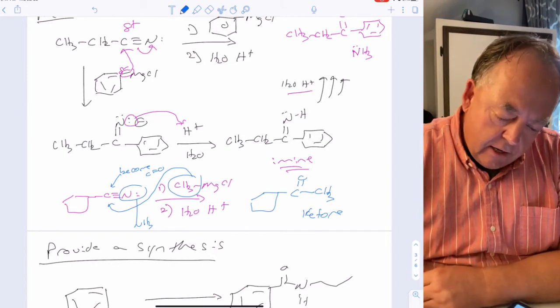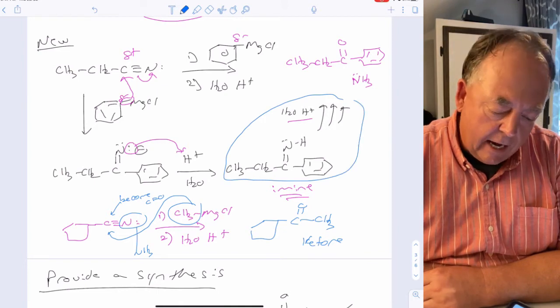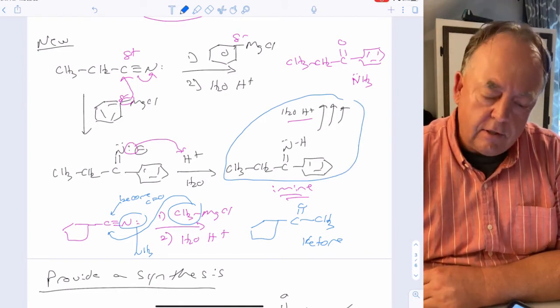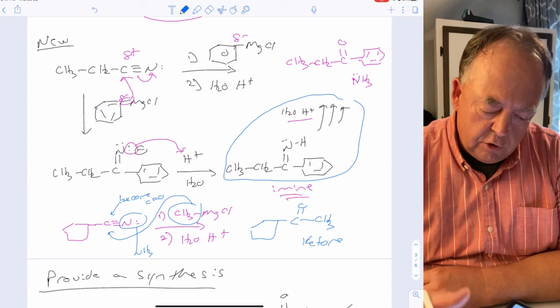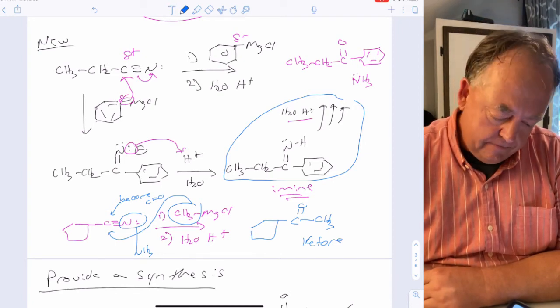The mechanism is a little bit harder, right? If we had to sketch through this mechanism, something that we talked about in the aldehyde ketone chapter, it's a lot of steps in that mechanism, but it's a mechanism that you should know how to work through. It was on the last exam.